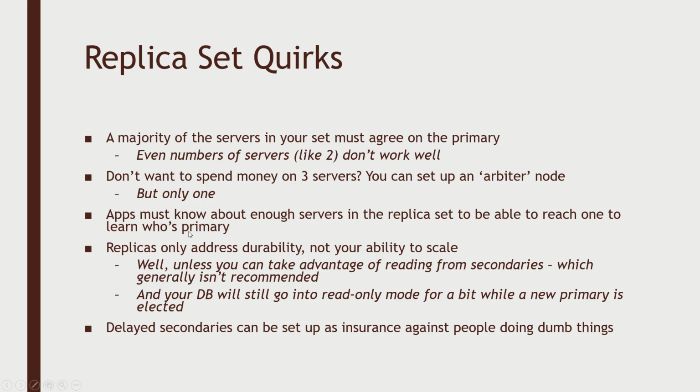The other thing is that your applications need to know about at least a few servers in your MongoDB cluster. So it needs to know about your current primary and a few secondaries at least, so it can actually ask one server who the primary is that it should be talking to. So that means that if you're going to be changing the configuration of your servers or adding more secondaries or removing secondaries, at the end of the day, you need to push that information all the way up to your applications, which can be kind of a pain.